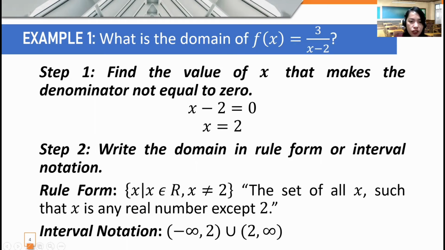For the interval notation, you can have here open parenthesis from negative infinity from the left side of the number line. If you're going to draw a number line, open parenthesis, negative infinity, comma, then yung restriction sa domain, which is 2, closed parenthesis, then the symbol for the union of the two sets, and then open parenthesis, then the restriction again, comma, then to positive infinity, closed parenthesis. So that is the interval notation.